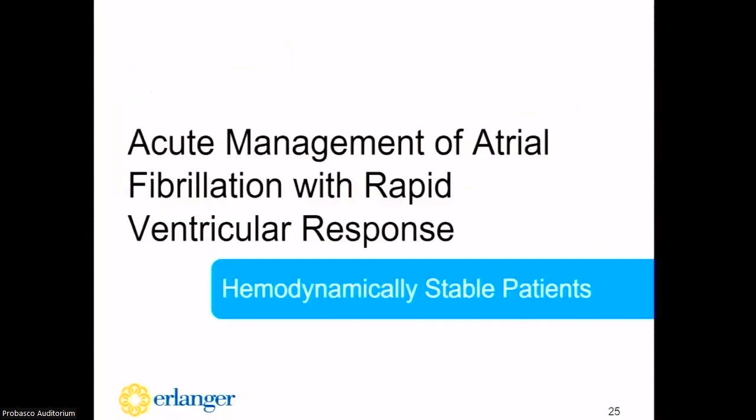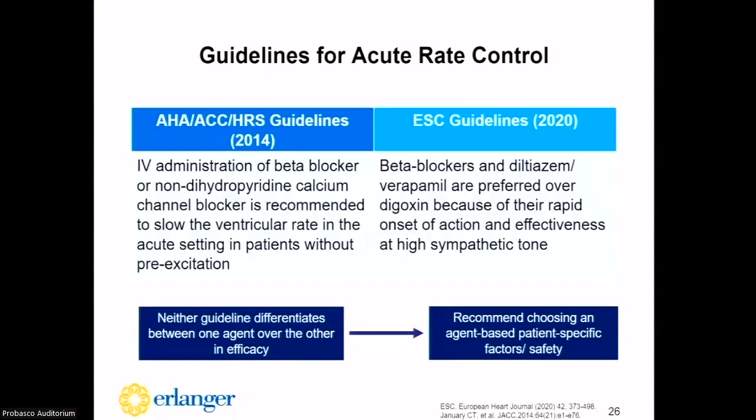So specifically looking at management of atrial fibrillation with rapid ventricular response in hemodynamically stable patients. So the AHA, ACC, HRS guidelines state that you can use IV administration of beta blockers or non-dihydropyridine calcium channel blockers to slow the ventricular rate in patients that do not have pre-excitation syndromes. The European Society of Cardiology guidelines echoes this. And they say that basically these agents are preferred over digoxin because of their more rapid onset and effectiveness at high sympathetic tone.